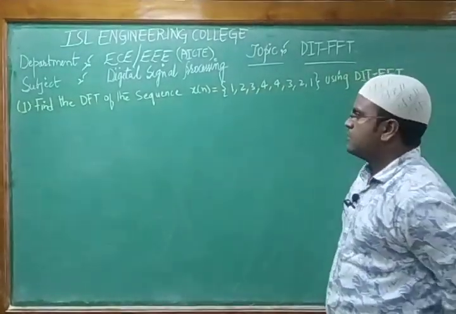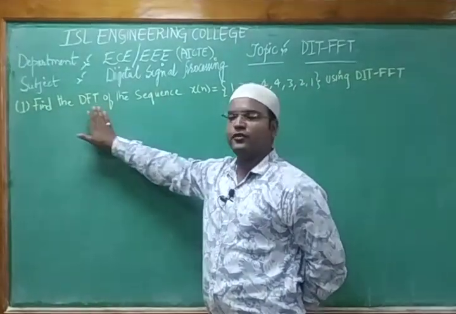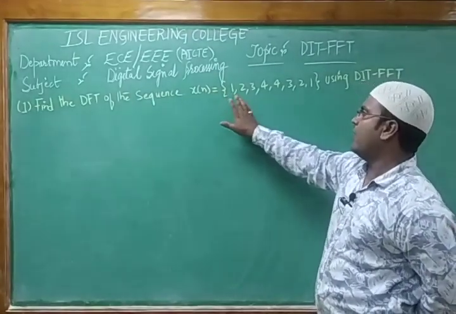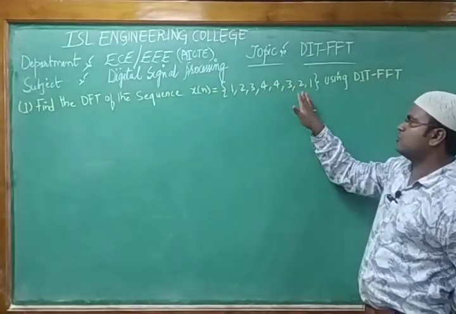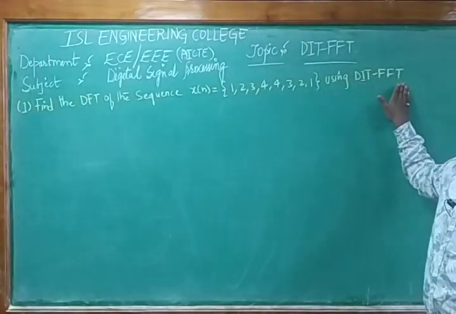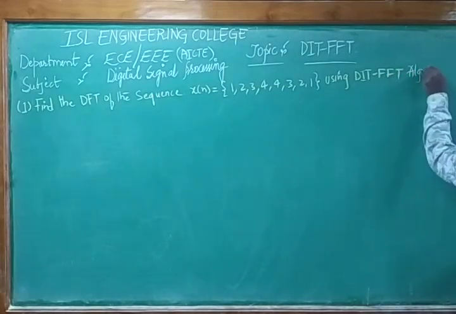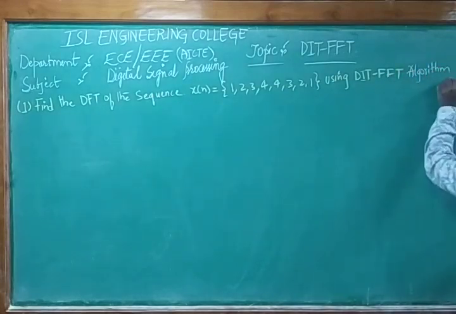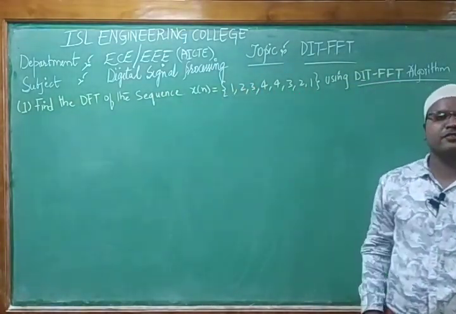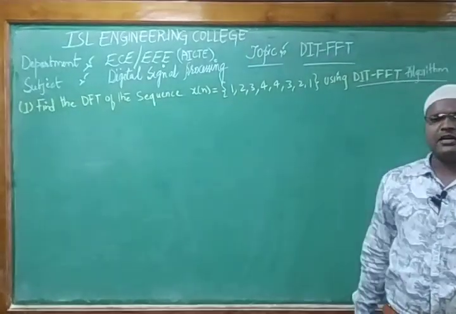So let us see, what is the question here? They gave the question: find the DFT, discrete Fourier transform, of the sequence x of n equals 1, 2, 3, 4, 4, 3, 2, 1, using the DIT FFT algorithm or DIT FFT method. So by using this DIT FFT, we need to find the DFT of the sequence. We don't want to apply the formula of DFT. We have to do it by the graphical method.